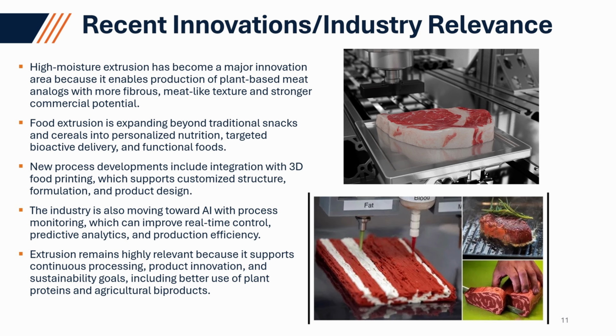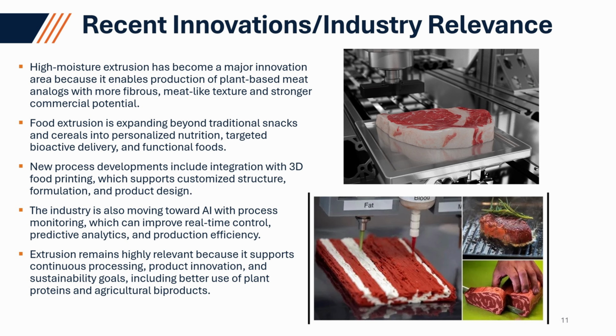Another recent development is the integration with 3D food printing. This opens the door to customized structures, formulations, and product designs that may not be possible with conventional extrusion alone. The industry is also beginning to use AI and advanced process monitoring to improve real-time control, predictive analytics, and production efficiency. That is especially important in extrusion because product quality depends so heavily on precise control of operating conditions. Overall, extrusion remains highly relevant because it supports continuous processing, product innovation, and sustainability goals, including better use of plant proteins and agricultural byproducts.